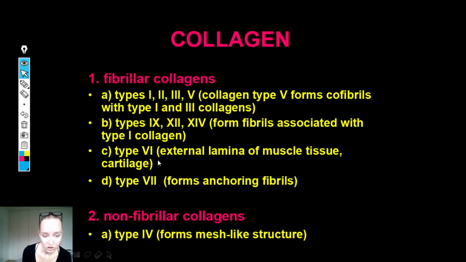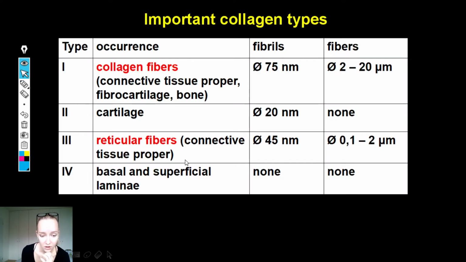For example, there is collagen type 7, which you already know, that forms anchoring fibrils in basement membrane, and also collagen type 6, which is in external lamina of muscle tissue or in cartilage. But these are the most important: type 1, 2, 3, and 4, which is in basal lamina. Really, type 1 collagen is the only one capable of forming bundles of fibers. You can see there are these 4 basic types, and fibers are formed in collagen type 1 and in collagen type 3.